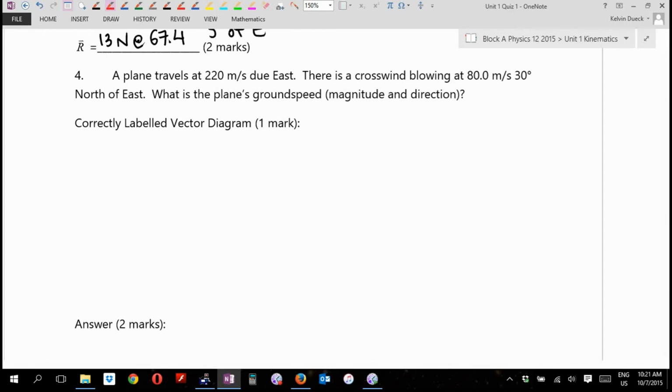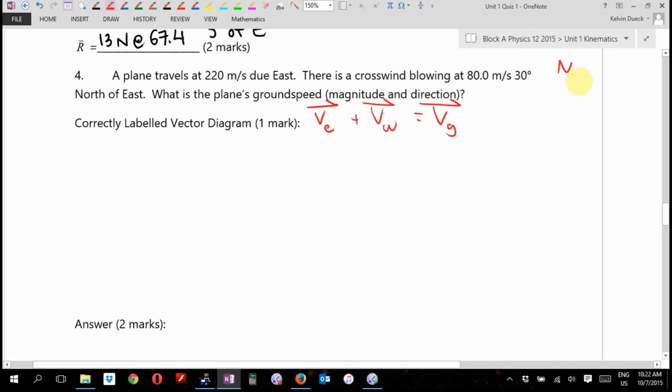So here's the concept that we're getting at. We are saying the velocity of the plane's engines, whichever way the motors are pushing it, plus the velocity of the crosswind, that's what results in resultant ground velocity. And I've scrolled down, so I'm going to stick another compass rose on here. It looks like I have engine velocity, 220, due east. I have a crosswind blowing 80 meters per second, 30 degrees north of east.